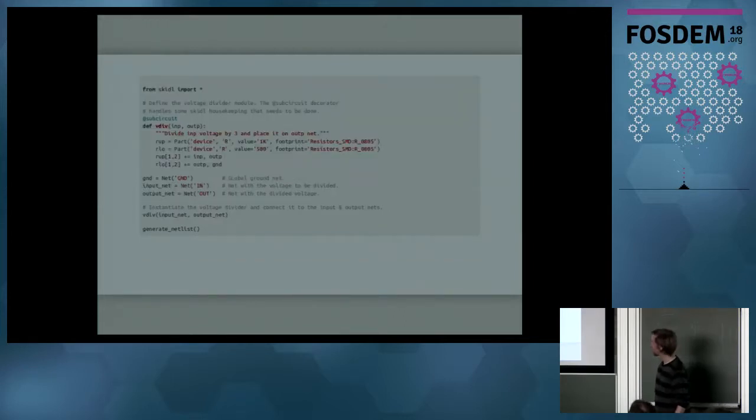SKiDL also has some provisions for reusing bits of subcircuits, and this is done through functions, really. So you notice that in the function, the arguments are the inputs and outputs of the circuit. So when you reuse the circuit, you apply the function to your inputs and outputs.